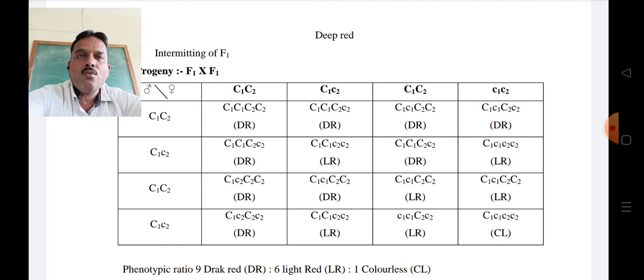When two dominant genes are present together, that is C1 plus C2, they produce a deep red color. Either one of them produces a similar effect. What is the similar effect? That is a light red color. Whether C1 or C2 is there in the genotype, it will be light red. So six genotypes show light red and one is the recessive, the colorless one. So the ratio will be modified to 9:6:1. That is the polymeric or additive gene interaction ratio, 9:6:1.